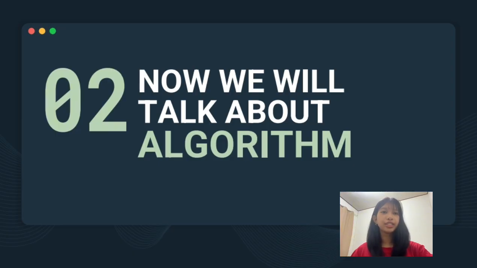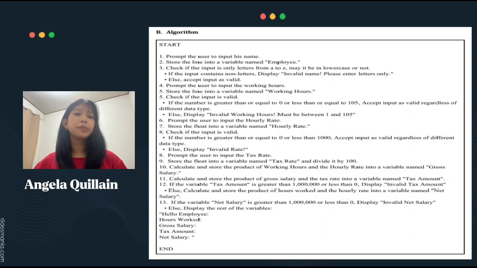Good day everyone, I am Angela Quillain and I explain to you the step-by-step process for our payroll system. The algorithm begins by asking the user to enter their name. The input is checked to make sure it only contains letters. So if the name includes numbers or symbols, the program will reject it and say invalid name, please enter letters only. Otherwise, the name is stored as the employee's name.